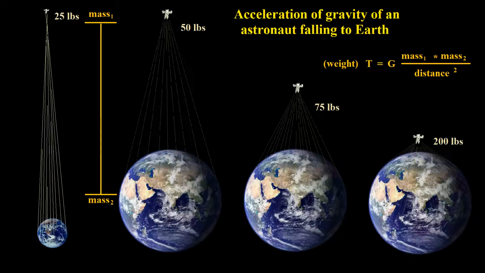If the astronaut weighs only 25 pounds, it's because he's very far away. As you get closer, the ropes fan out. You can see the angles of the ropes changing as we go from 25, 50, 75, and 200 pounds. And that's why you are accelerated towards the Earth, because the ropes are fanning out, every atom in your body connected to every atom on Earth. And what's happening, each one is not pulling, but I'm going to use the word pull. They are at different angles as you approach the Earth. That is the acceleration of gravity.